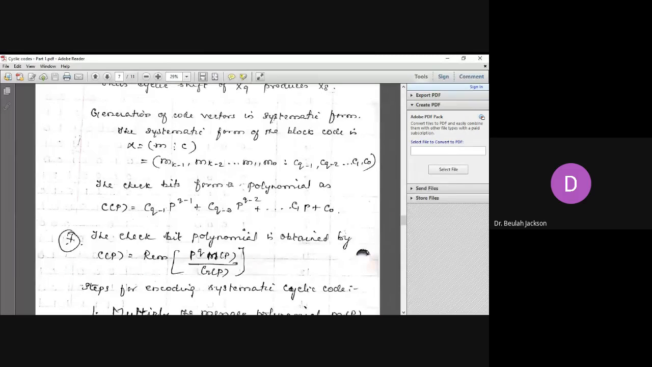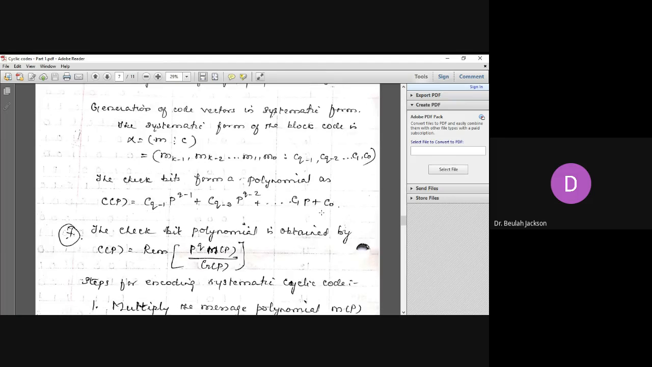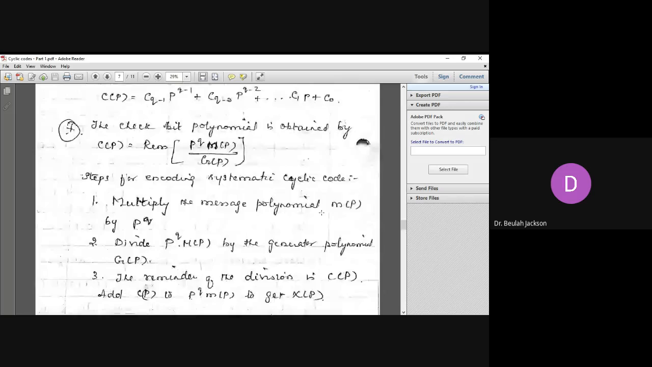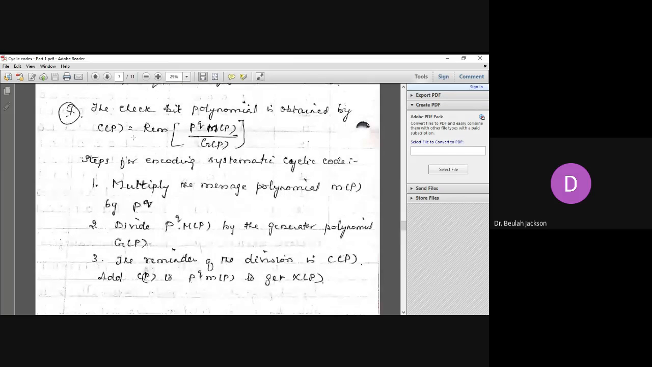The check bits form a polynomial as c of p is equal to cq minus 1 into p to the power q minus 1 plus cq minus 2 into p to the power q minus 2, etc., up to c1p plus c0. This check bit polynomial can be found out by using this formula: c of p is equal to the remainder of p to the power q into m of p divided by g of p. m of p is the message polynomial, g of p is the generator polynomial.